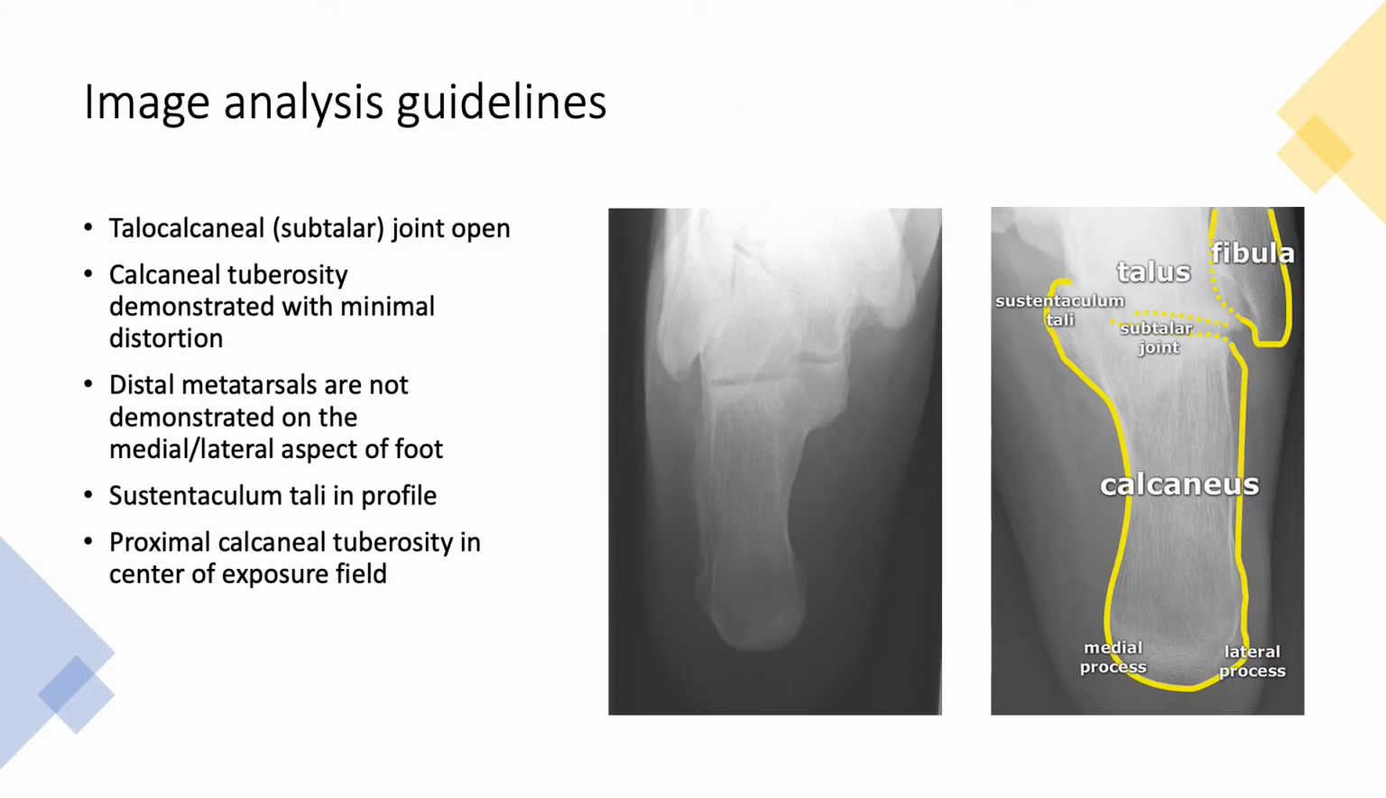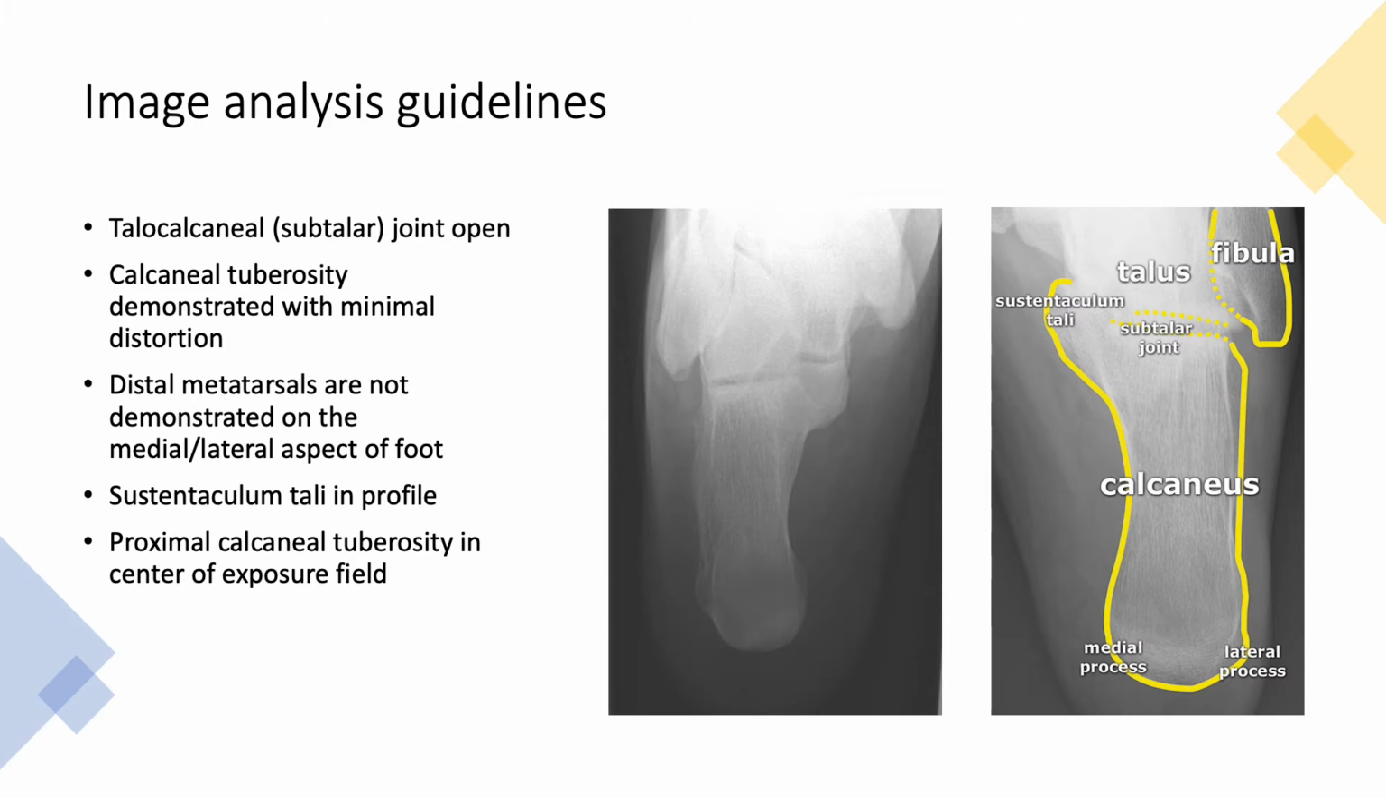When viewing an axial calcaneus image, you should see the talocalcaneal or subtalar joint space open. The joint space is demonstrated as an open space as long as the central ray is aligned parallel with it. The calcaneal tuberosity should also be demonstrated with minimal distortion. Both of these will happen if the foot is aligned perpendicular to the image receptor and a 40-degree central ray angle is placed with the joint space.